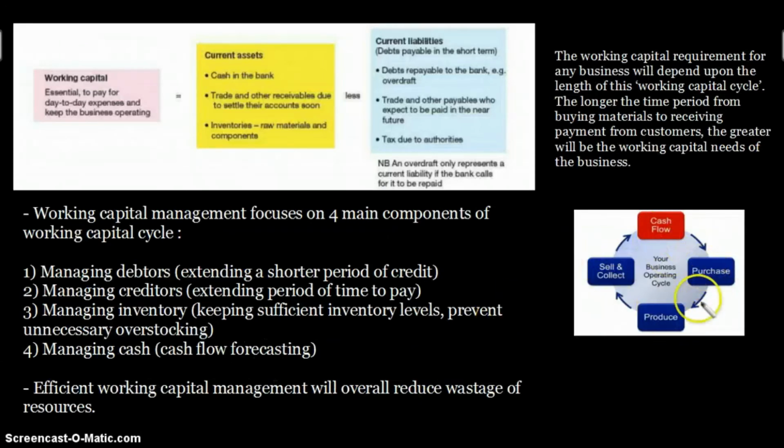So over here, there's a little cycle that you can see. First you purchase your items, then you produce them, then you sell and collect. You sell your items and collect payments from your customers. That's when you get back your cash. So this is your business operating cycle, or you can say your working capital cycle. You have this cash in hand right now, you use it to purchase inventories, then it takes time to produce, then time to sell, and finally you collect that payment, then you have your cash in hand.